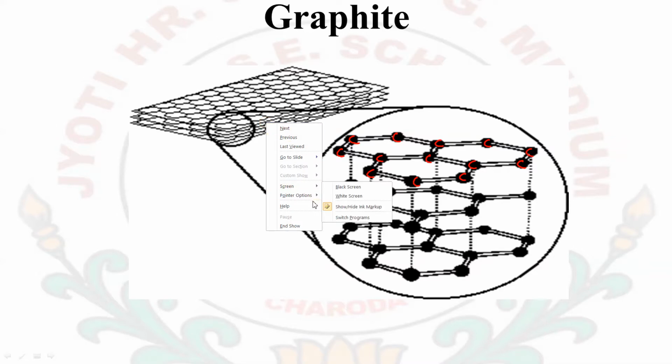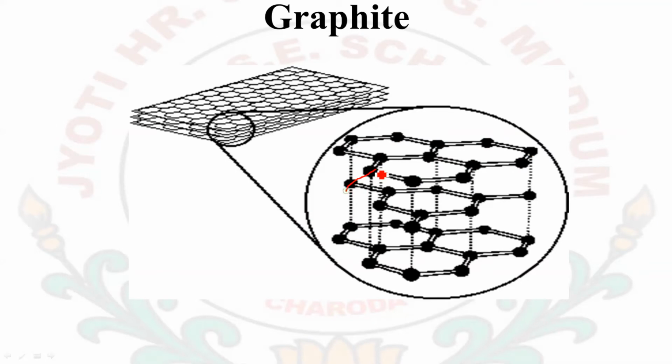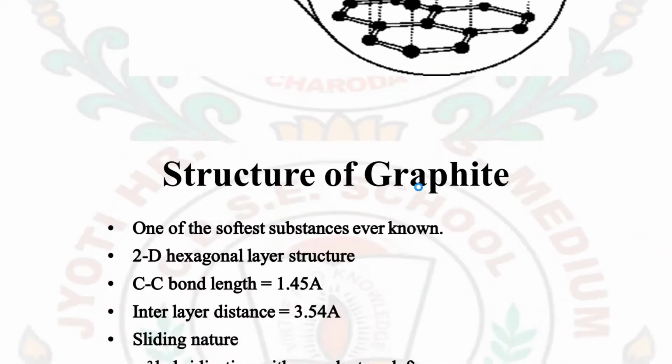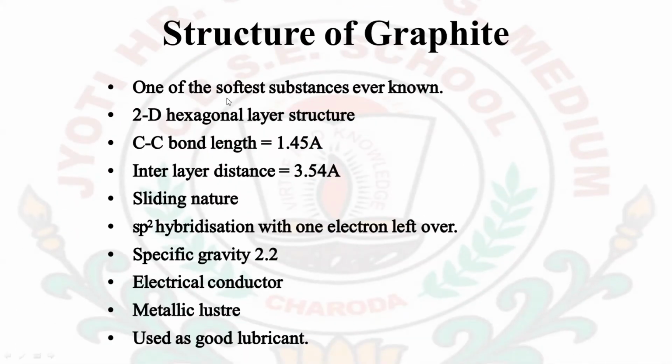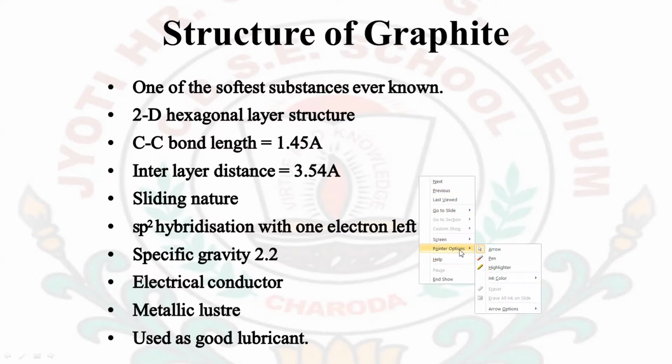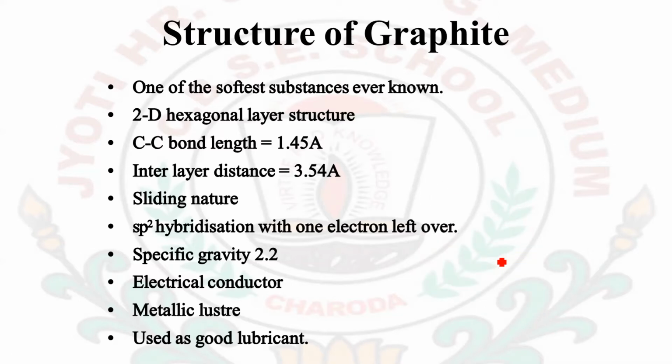Which kind of structure will be seen here? Let's talk about it. Due to the presence of the hexagonal layer-like structure, it is one of the softest solids ever known. It also has a 2D hexagonal layered structure.